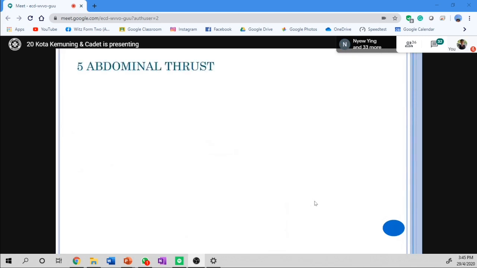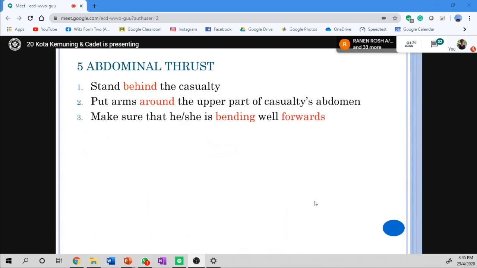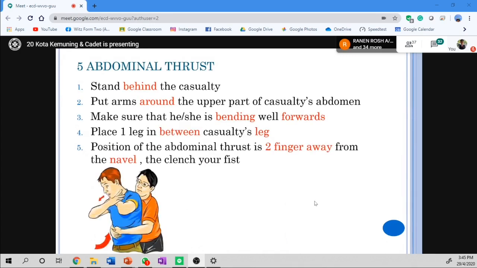Abdominal thrust. What is abdominal thrust? Abdominal thrust is this. You see this person here is helping the other person. What you do is you make a fist like he did, and place it above the belly button. Belly button is the navel.